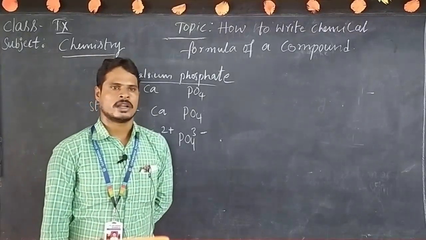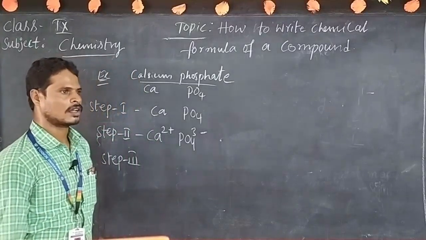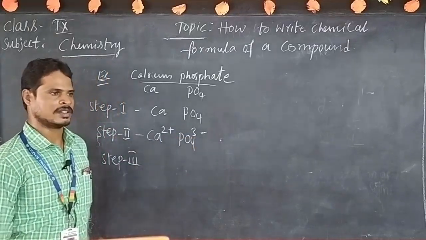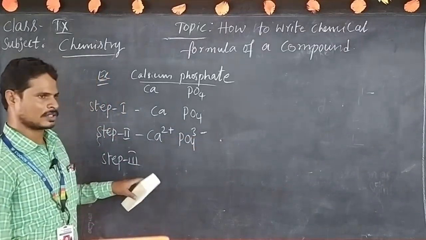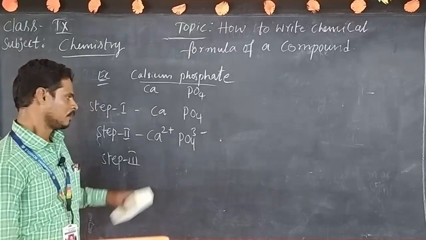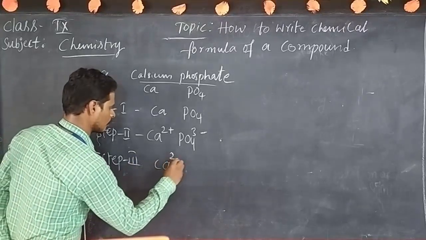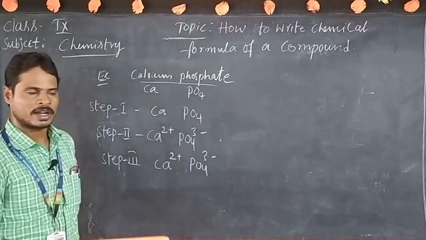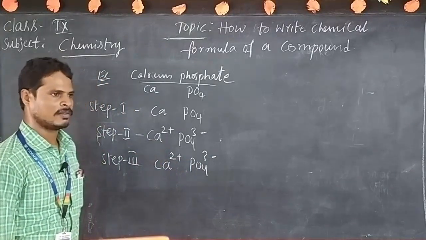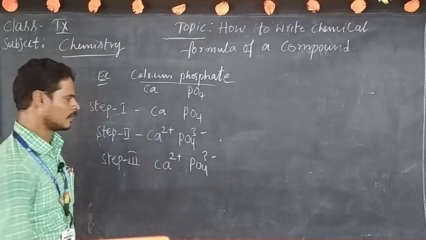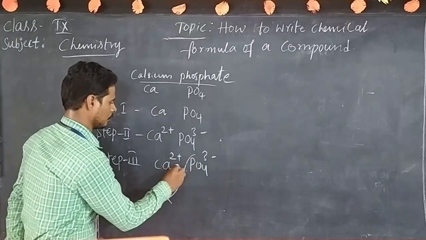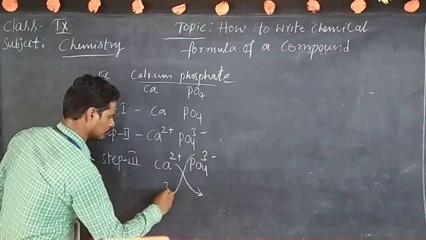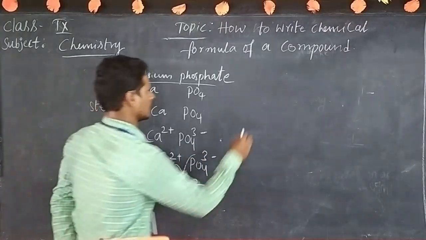If both cation and anion have the same valency, the third step is applicable. But here both are having different valency. That's why step 3 is ignored. Then go to step 4. Step 4 we should write as step 3. Now here, what we have to do: if cation and anion have different valency, then shift right to left, left to right. Next step 4.